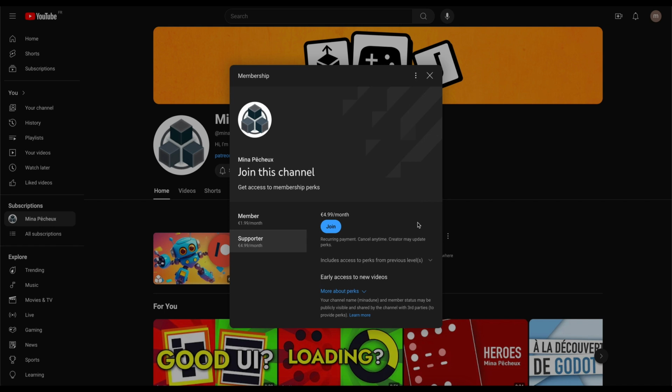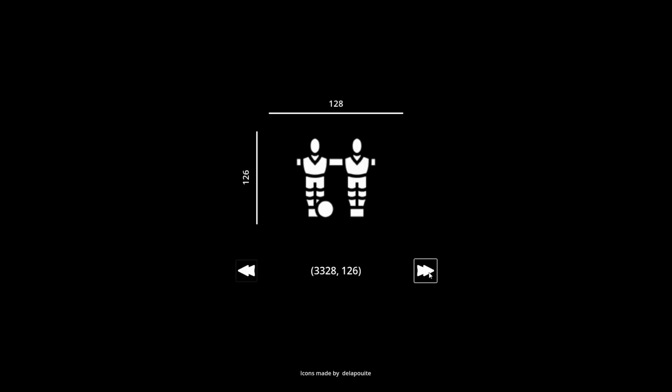But in any case, you now know how to optimize your Godot image loading by packing at least some of them together as a single image and then using Atlas textures.